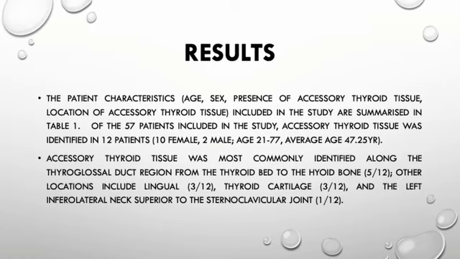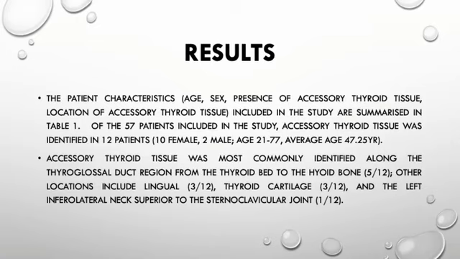The patient characteristics included in the study are summarized in the following slide. Of the 57 patients included in our study, accessory thyroid tissue was identified in a total of 12 patients. Accessory thyroid tissue was most commonly identified along the thyroglossal duct region, from the thyroid bed to the hyoid bone.